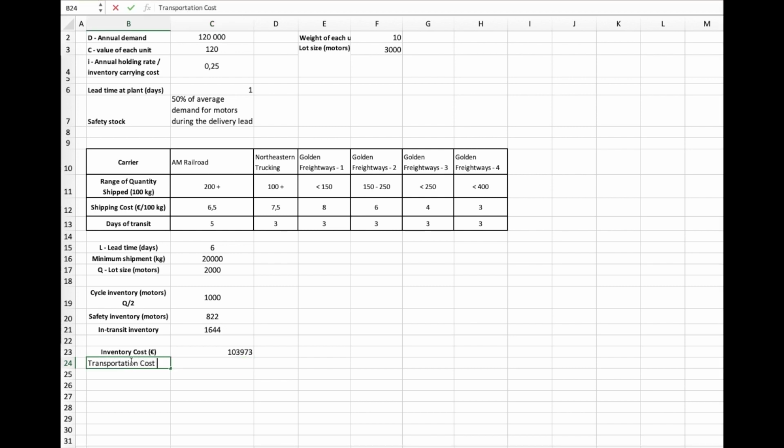The transportation costs are simply the total demand, and since the shipping rate is given in weight, we have to multiply the demand by the weight of each unit and then divide by the rate per 100 kilograms to get everything in the same unit. To get the final cost of each option, we just have to sum the two costs, the inventory and the transportation.